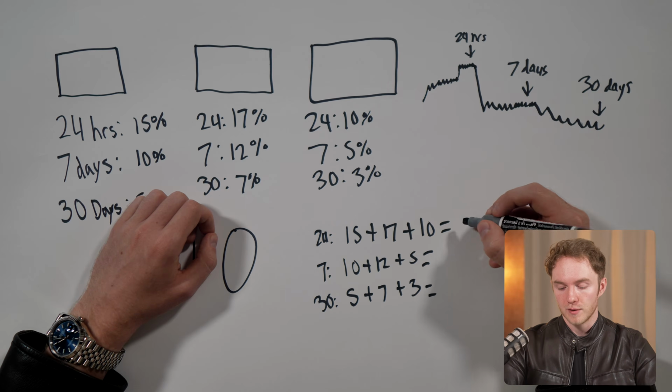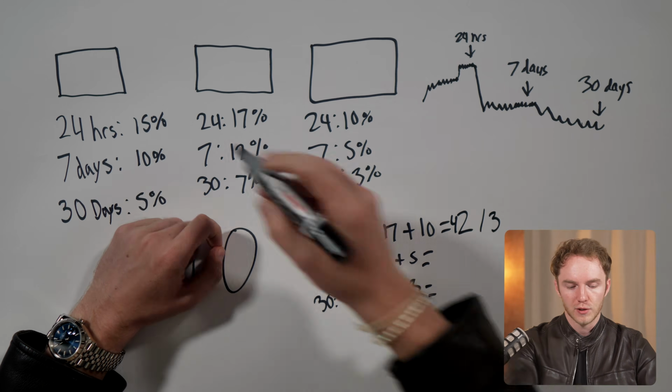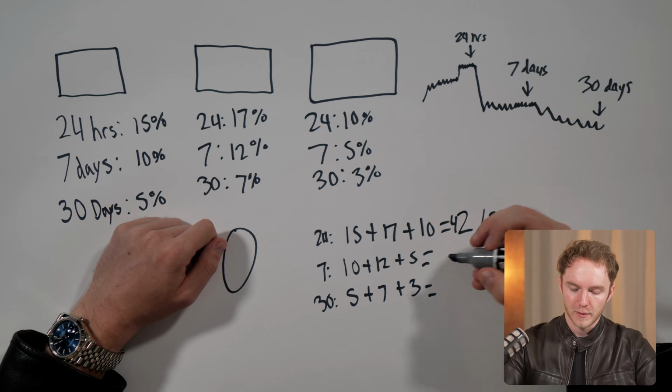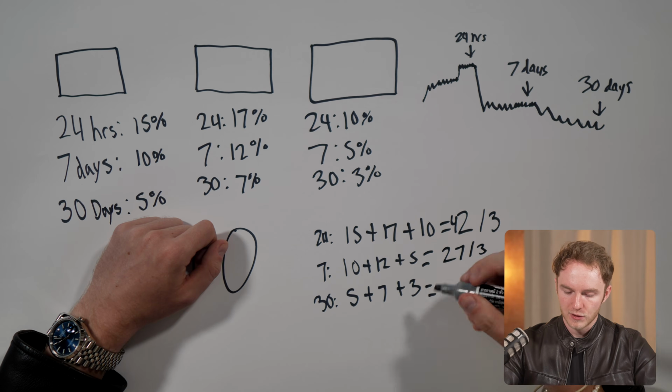So this first one at the 24-hour is 42, and then we want to divide that by 3, right? Because we're only looking at 3 data sets. For you, you would add all 10 together and then divide by 10. So 42 divided by 3, 27 divided by 3. And then now we have 5, that's 12, and then 15. So 15 divided by 3.